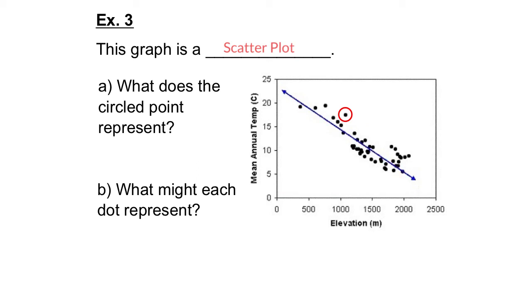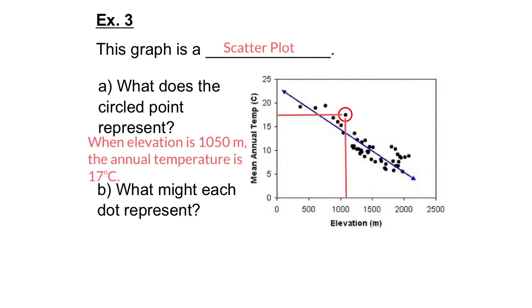But what does each point individually mean? So here's my first question. What does the circled point represent? So I'm talking about this point right here. What does it represent? Well, it looks like that point exists where the elevation is, well, it's over 1,000. If we look at the scale, I'm going to estimate about 1,050. When the elevation's of 1,050 meters, the annual temperature is, let's estimate 17 degrees Celsius.